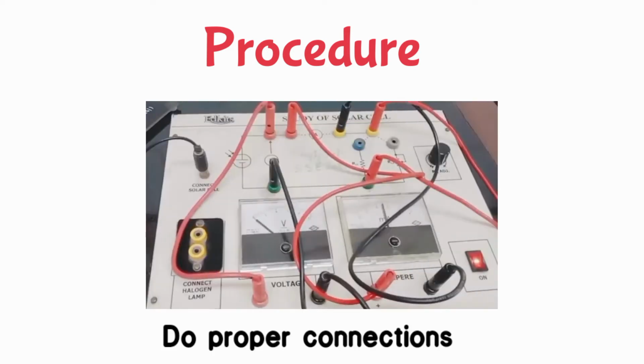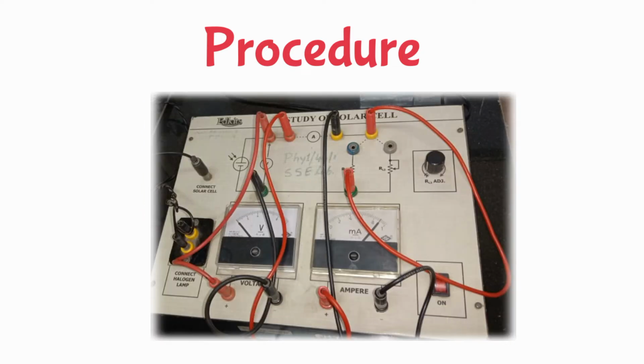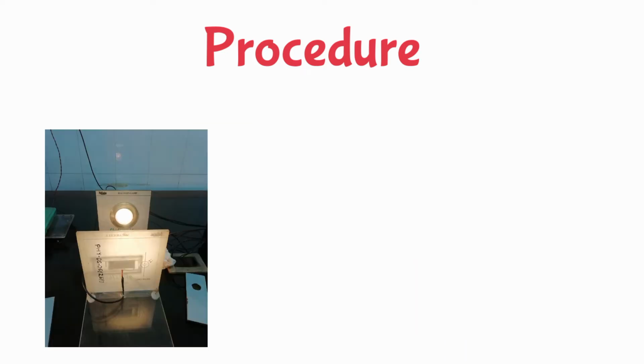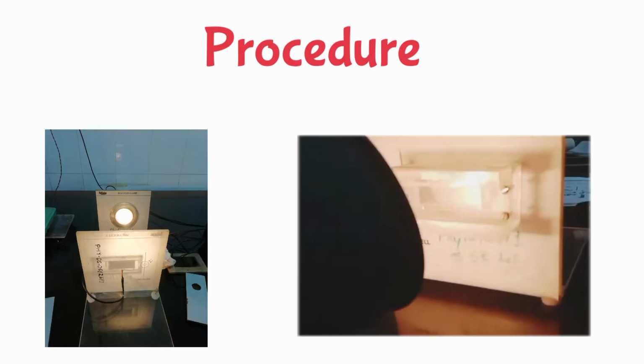What is the procedure of this experiment? First step is to do the connection as per the diagram provided. With the help of the circuit, we can control the voltage, current and ultimately the intensity of the bulb. So for obtaining the IV characteristics of solar cell, you need to put the solar cell exactly in front of the light source, that is the bulb, and switch it on.